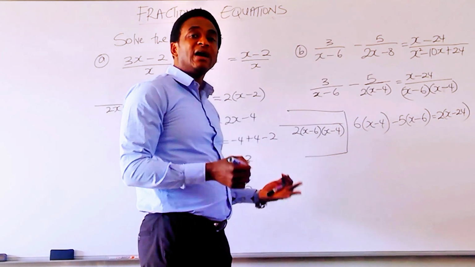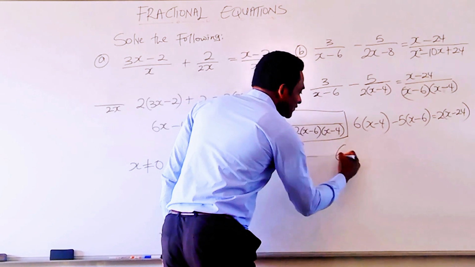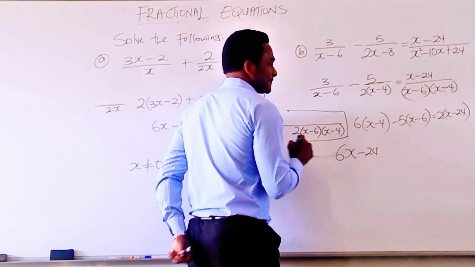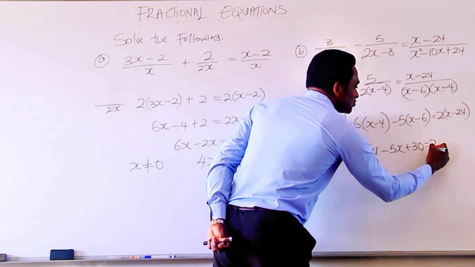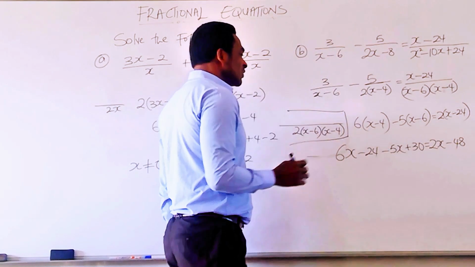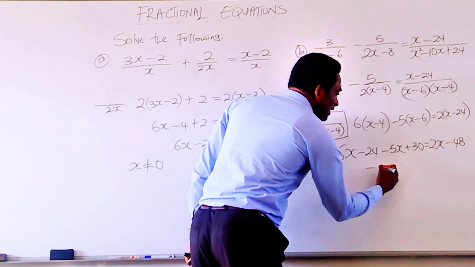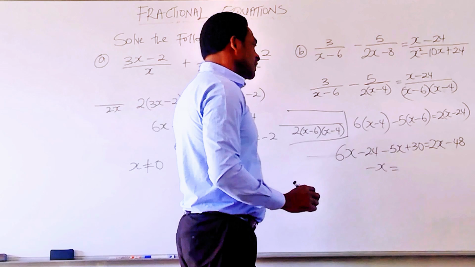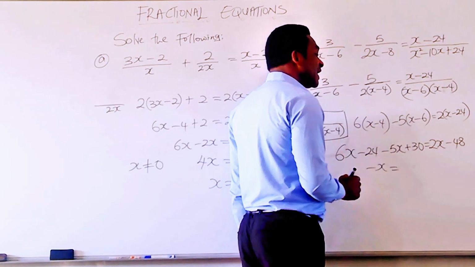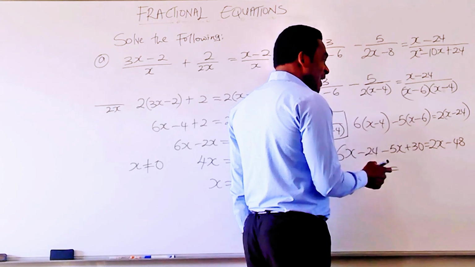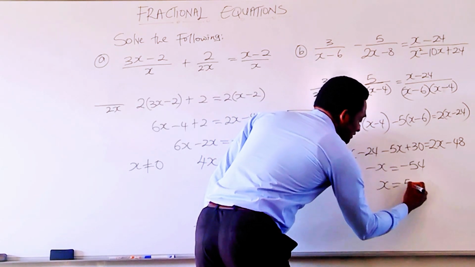Now let's simplify and collect terms. From this will give us 6x. So we have 6x minus 24 minus 5x, minus 5 times minus 6 is plus 30, equals to 2x minus 48. If we collect terms, we have 6x minus 5x is x. Minus 2x is x minus 2x is minus x. Minus 24 plus 30 is 6. If we take 6 over, it becomes minus. So we have minus 48 minus 6 is minus 54. So the value of x in this case is 54.